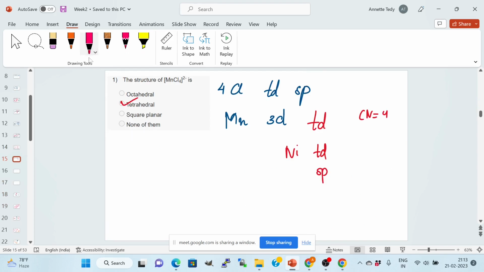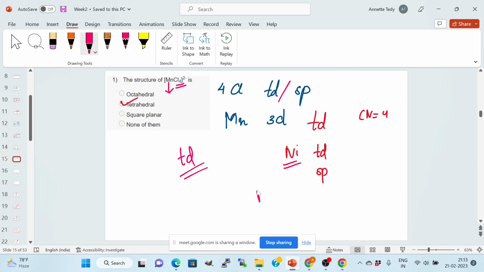Okay, I'll explain. First we'll look at the number of ligands, right? So we have only 4 ligands. So there are 2 options, tetrahedral and square planar. And now we'll look at the nature of the metal. It is 3d. So 3d metals generally have only tetrahedral complexes except for the case of nickel. Nickel can have tetrahedral and square planar complexes.